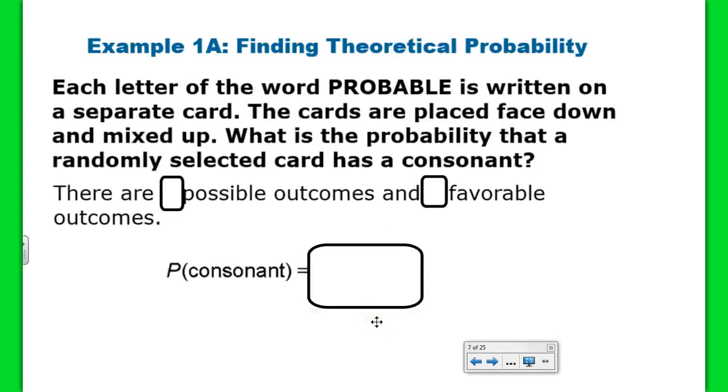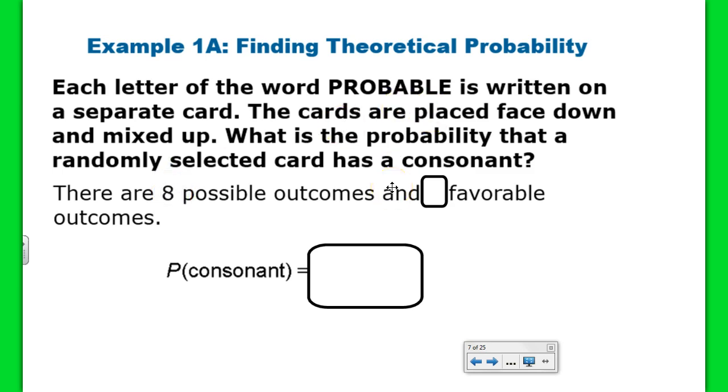Each letter in the word probable is written on a separate card. The cards are placed face down and mixed up. So what is the probability that a randomly selected card has a consonant? How many possible outcomes are there in all? Well, we just count the letters, right? So there are 8 possible outcomes.